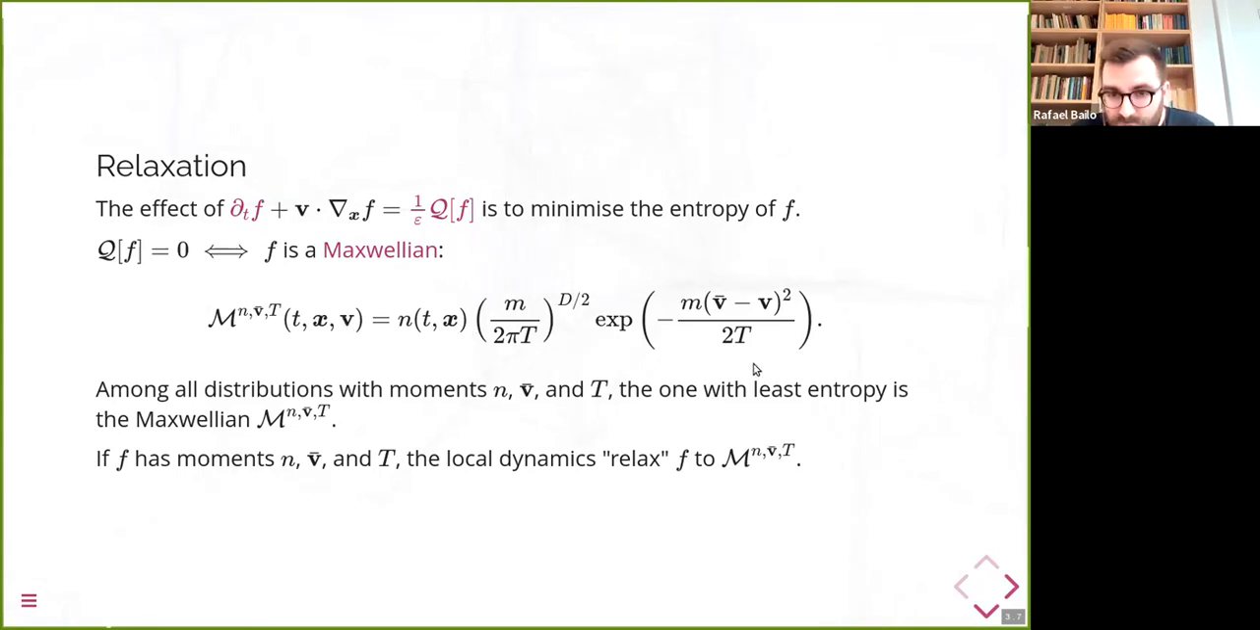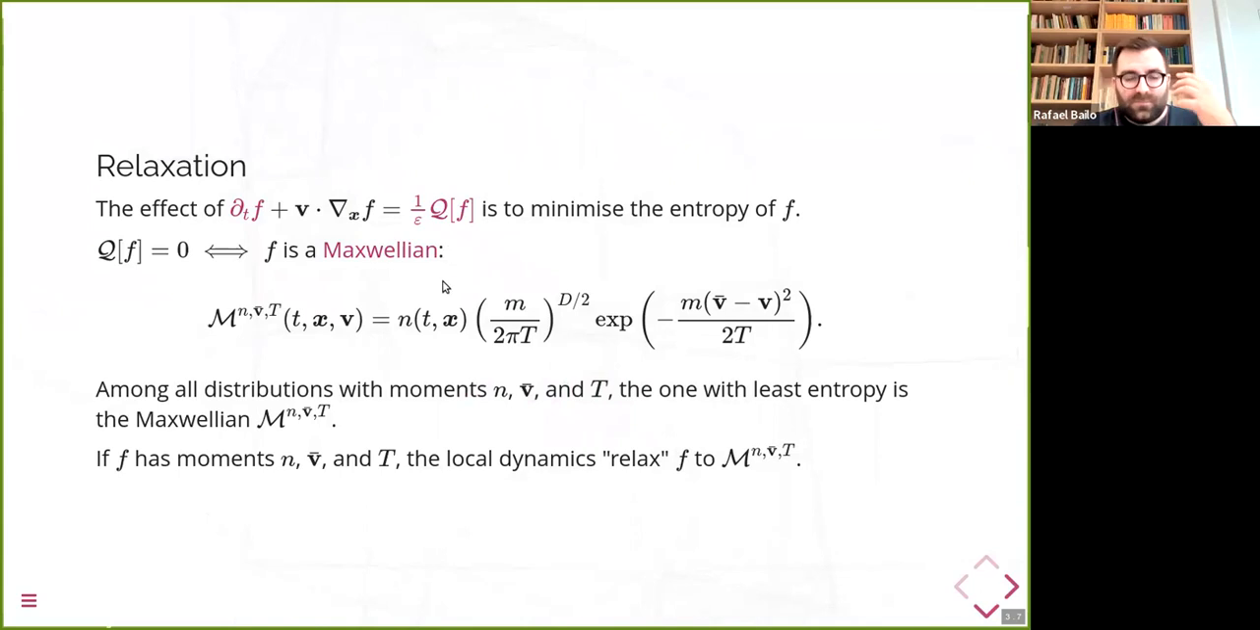A Maxwellian, which is a Gaussian distribution in velocity, centered at the mean velocity, with the variance controlled by the temperature, and then with some coefficients in front to account for the density. So this is really the spatial density of the gas times the Gaussian at the correct mean velocity with the correct variance, which is to say the correct temperature. And the property of this Maxwellian, you can characterize it by saying, take all the distributions F with the same moments, the same density, velocity, and temperature, and the one which minimizes the entropy is the Maxwellian. So this really is the minimizer of the entropy.